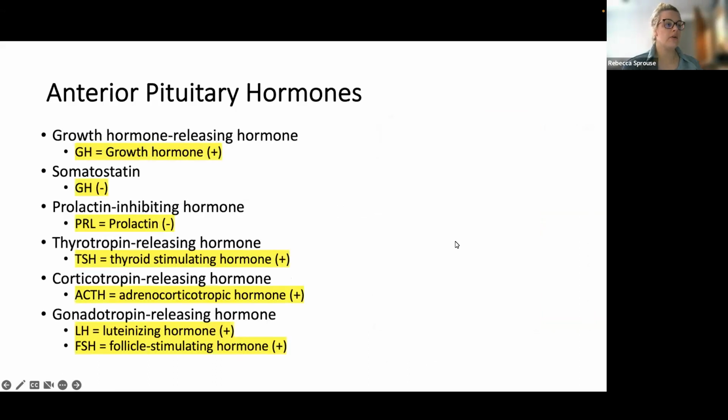Prolactin inhibiting hormone inhibits the release of prolactin. That's important in non-pregnant individuals. Thyrotropin releasing hormone has to do with the thyroid. And so the anterior pituitary responds to that and releases TSH. Corticotropin releasing hormone has to do with the adrenal glands. And so the anterior pituitary will release ACTH. And then in response to gonadotropin releasing hormones, we release hormones associated with the gonads, such as LH and FSH. We're going to talk about functions of these here in just a little bit.